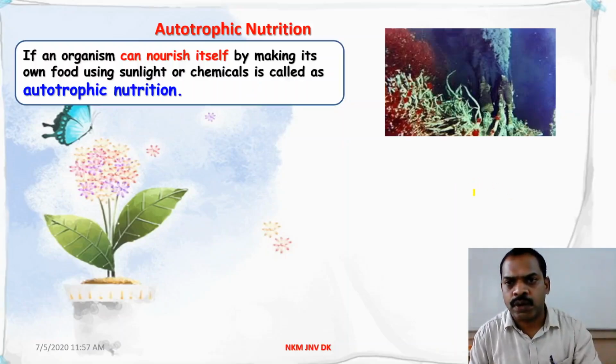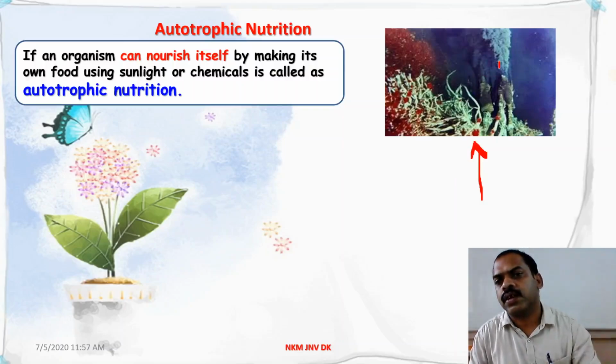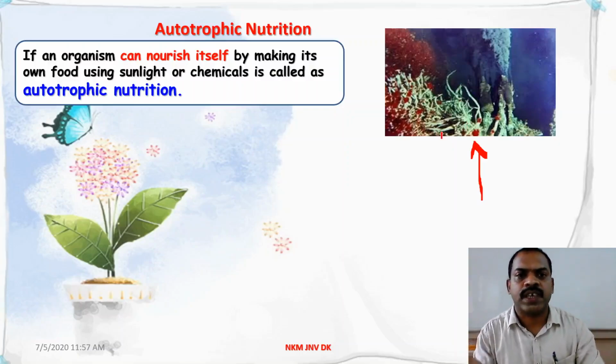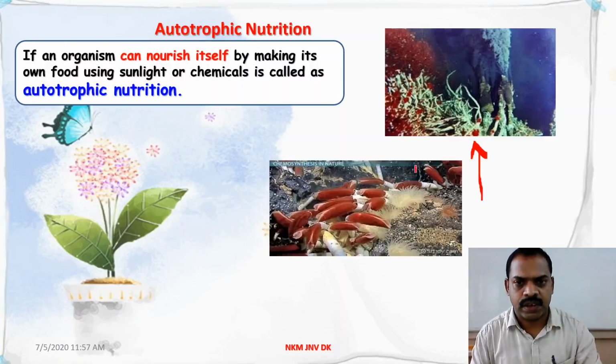Here what you are seeing is a thermal vent, an underwater thermal vent. In that we can see gases or sulfur coming out from it, used as a resource to get energy. Again you can see the chemotrophic organisms over here.